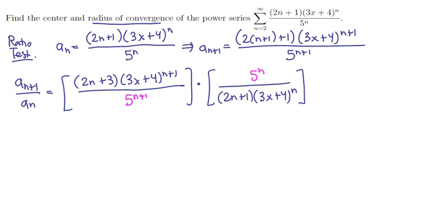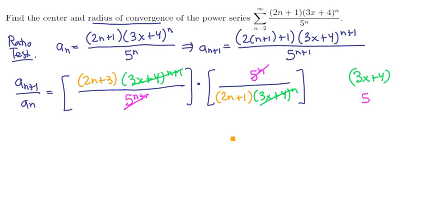Hunt for exponents first. The 5 to the n goes into the 5 to the n plus 1 with a 5 left over. And similarly, the green 3x plus 4 is going to be left in the numerator. As for the remaining terms, these don't cancel at all. They're just going to form a rational function in the variable n, (2n plus 3) over (2n plus 1). And so this is going to be our ratio of consecutive terms.